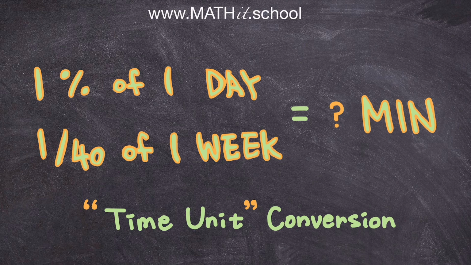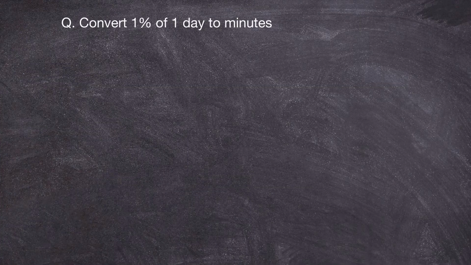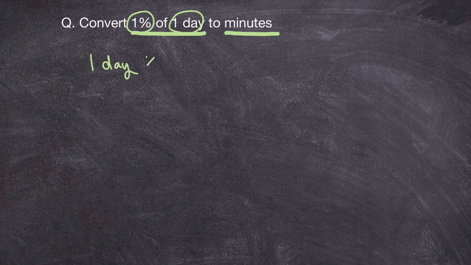I'm gonna get started, so let's go. First part of the question is asking us to convert 1% of one day to a number of minutes. So the first part of this question would be to take 1% of a day. And you can do this by simply multiplying 1% to the given time, which is 1 day, right? So write 1 day and multiply 1%.